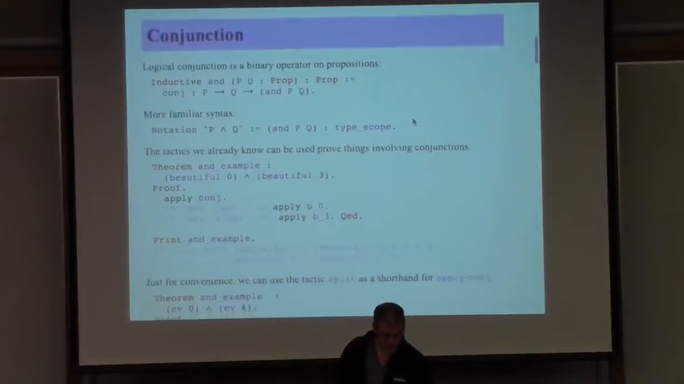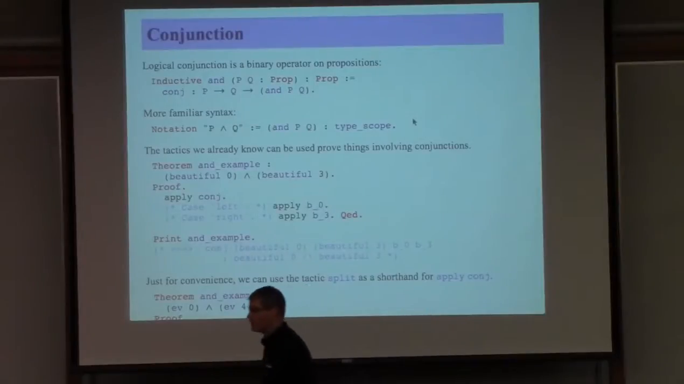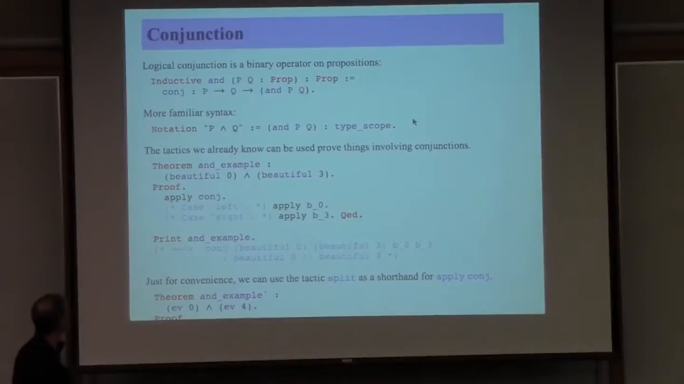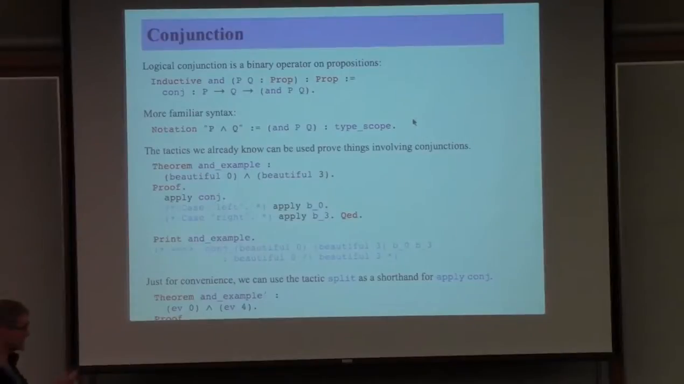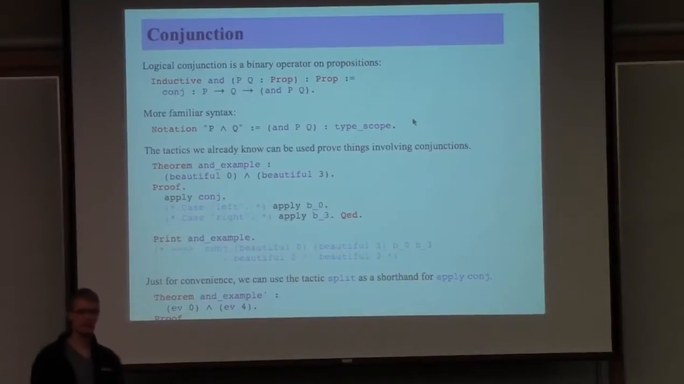Okay, so how could we define other connectives? Well, here's conjunction. It's pretty simple. Conjunction is an inductively defined type. So given P and Q, P and Q is a proposition with one constructor, conj, which takes evidence for P and evidence for Q and yields a data structure that counts as evidence for P and Q.